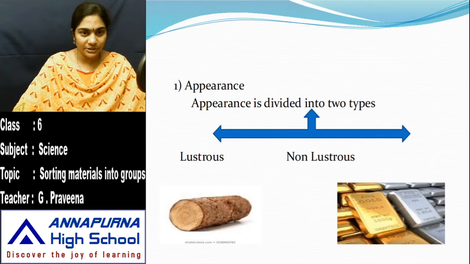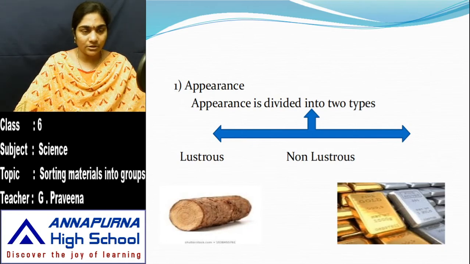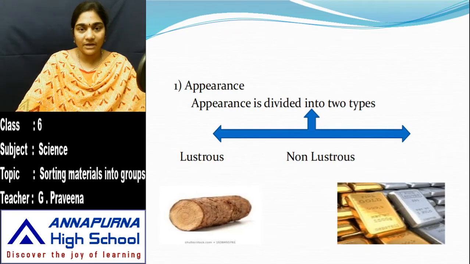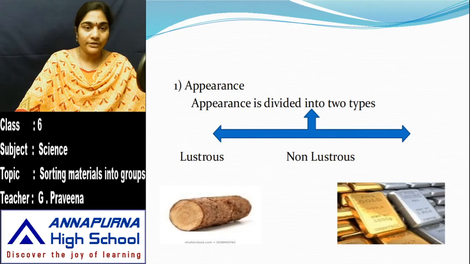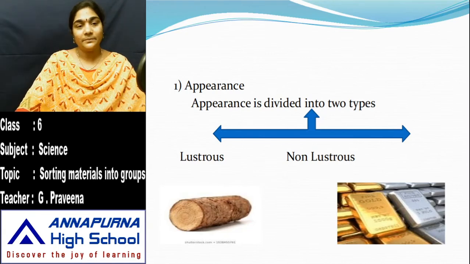So here in this picture, don't get confused. The lustrous objects are those which have the shining property, and the non-lustrous objects are those which do not have the shining property. The examples for lustrous objects are gold and silver, and the examples for non-lustrous objects are a log of wood or a piece of paper. So the first property we can see in an object is its appearance, and based on it we divided the objects into two different groups: lustrous and non-lustrous.